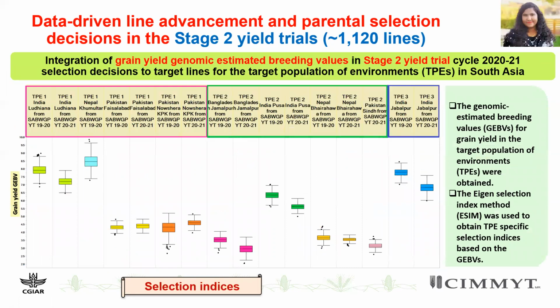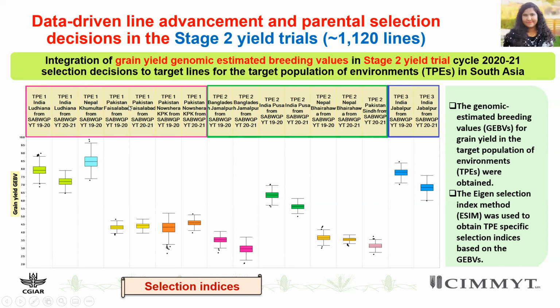And next, in the stage 2 yield trials, we also predict these lines for the target environments, for grain yield in the target environment. So this information on the genomic estimated breeding values for grain yield evaluated in different target environments from different cycles is actually integrated in the selection decision. So for example, let's say Ludhiana is in TPE1, and data from both the CIMMYT 1920 cycle and 2021 cycle were used to predict the stage 2 yield trial lines that are from Obregon.